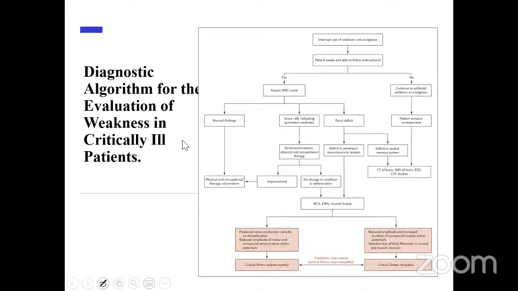So in the other case, where the patient is okay and you have assessed the MRC score and done a nerve conduction study and EMG, if the peripheral nerve conduction velocities show no demyelination, but reduced amplitude, as I said, of CMAPs and SNAPs, that is critical illness polyneuropathy. If there is reduced amplitude of compound muscle action potential, but selective loss of thick filaments in muscle biopsy and muscle necrosis, that is critical illness myopathy. So it's a very tough subject in ICU with so many limitations.